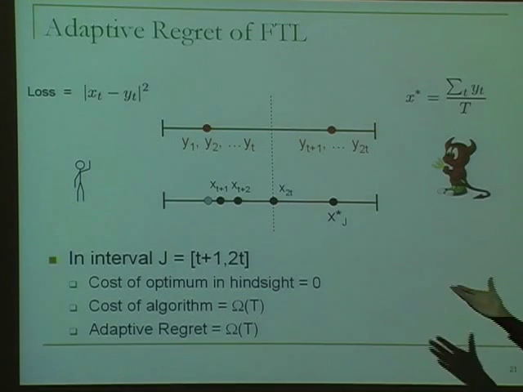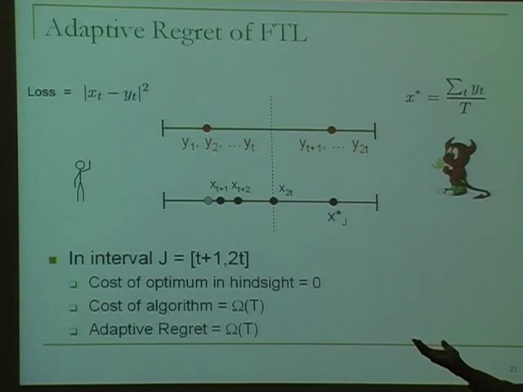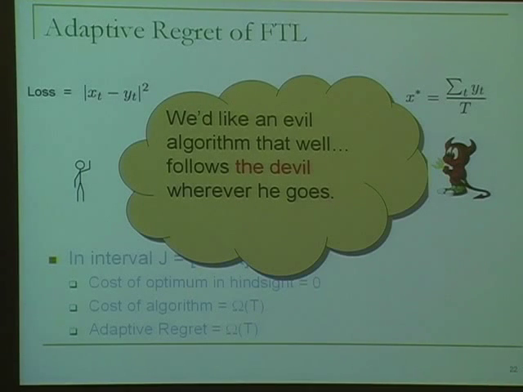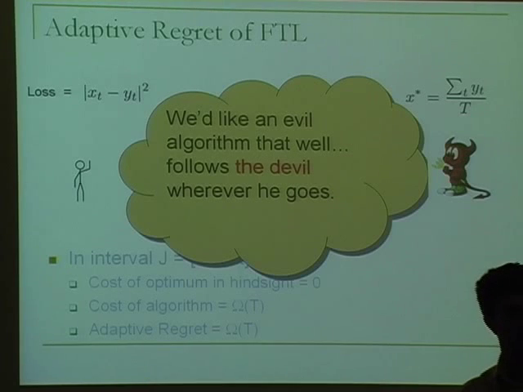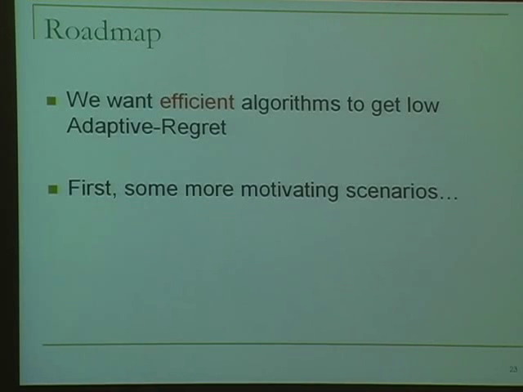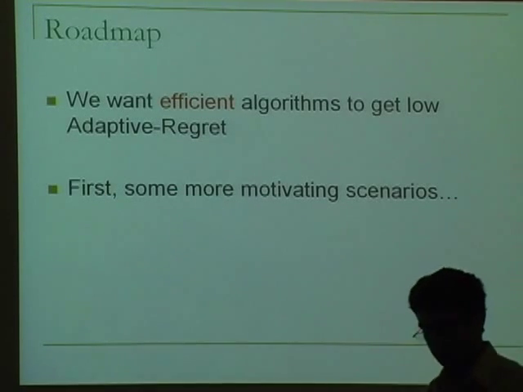So as far as we know, almost all learning algorithms which work for the square loss case tend to give this extremely large regret. An intuitive way of putting it is an evil algorithm that keeps following the devil. So whenever the devil plays at a certain point, we want to be able to jump over there. So let me just describe a few motivating scenarios for adaptive regret, and then I'll give the actual statement of formal results and a description of the techniques we use.